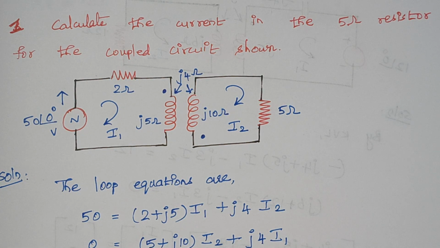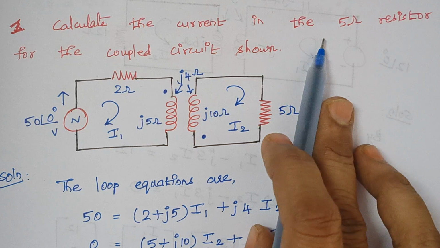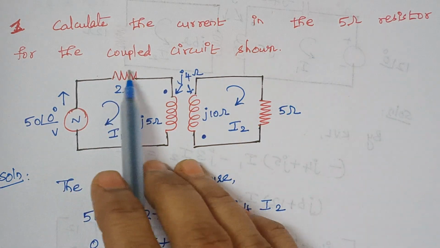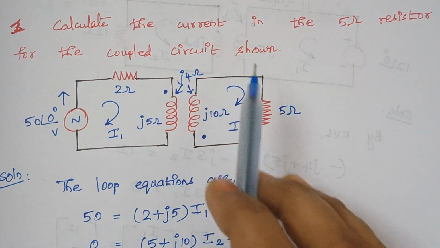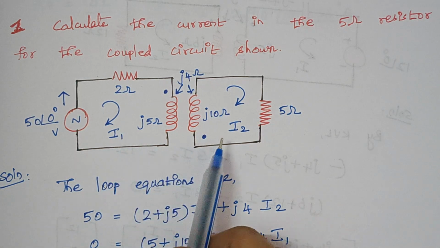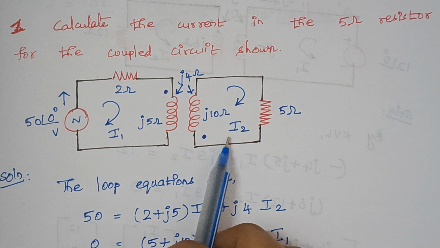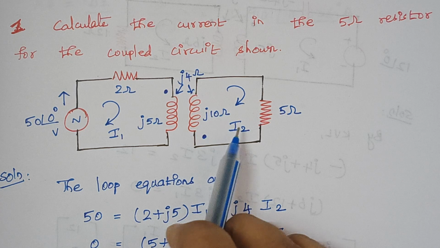Today we are going to solve problems related with coupled circuits. So here the problem is to calculate the current in the 5 ohm resistor for the coupled circuit shown. This is the given circuit diagram. There are two loops.